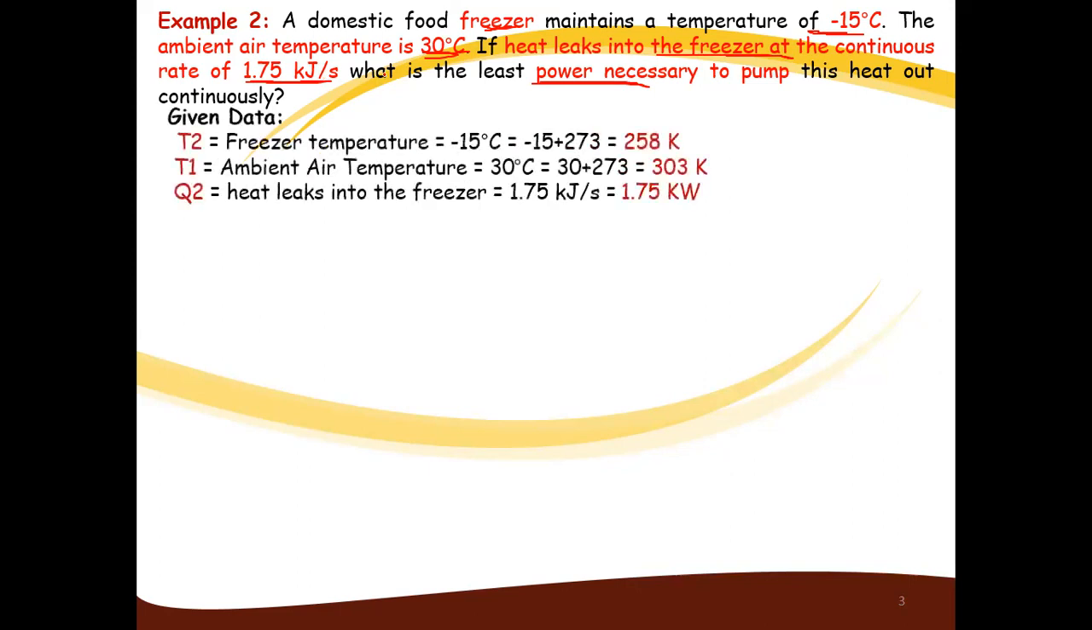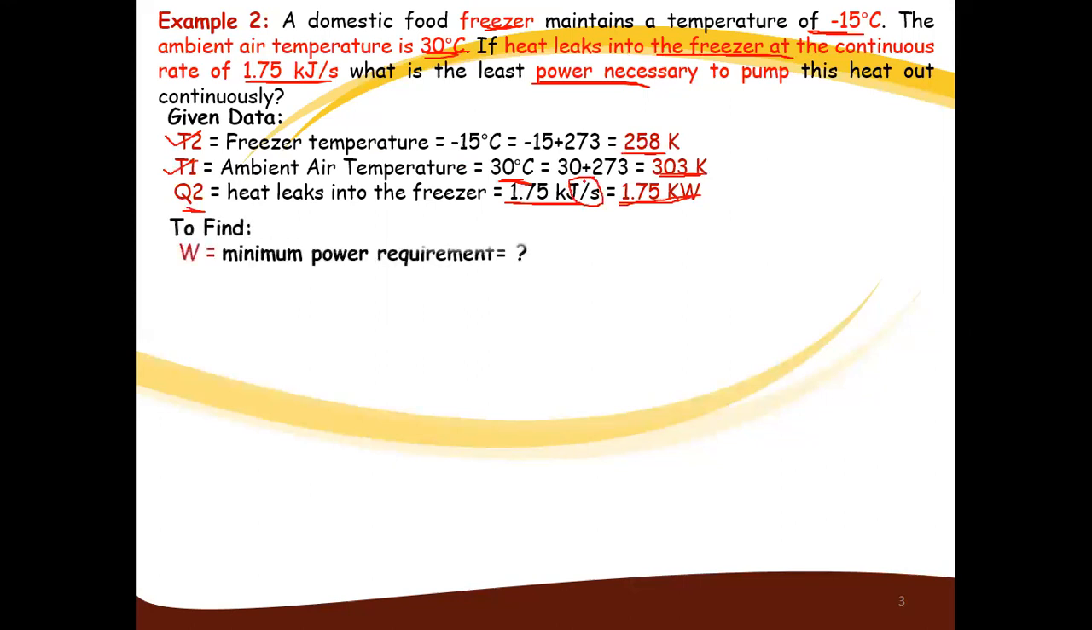We have the given data: T2 is your freezer temperature, that is minus 15 plus 273, which is nothing but 258 Kelvin. Now T1 is the ambient air temperature, 30 degrees Celsius, so 30 plus 273, it is 303 Kelvin. And the heat leaking into the freezer is Q2, that is 1.75 kilojoule per second. That is nothing but 1.75 kilowatt, because joule per second is nothing but watt.